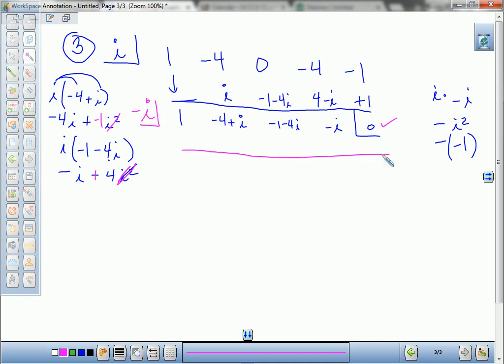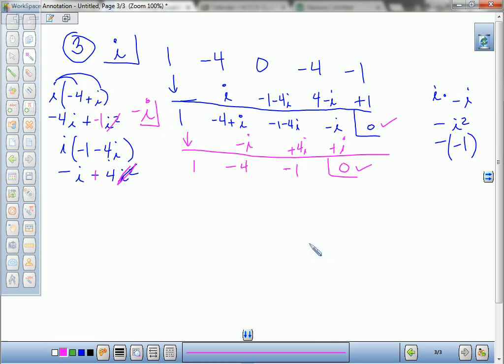And this is where it gets pretty. So I bring down the 1. And I'm going to multiply, and it gives me negative i. So that's just going to leave me with a negative 4. And then I'm going to multiply, which gives me a positive 4i. And that leaves me with a negative 1. And then I'm going to multiply, and that gives me a positive i, which leaves me with a 0.